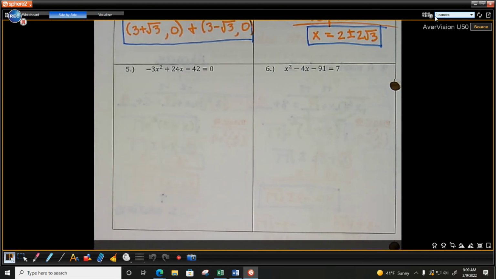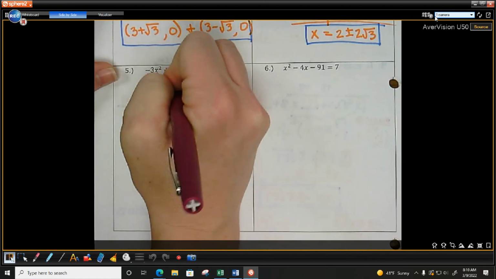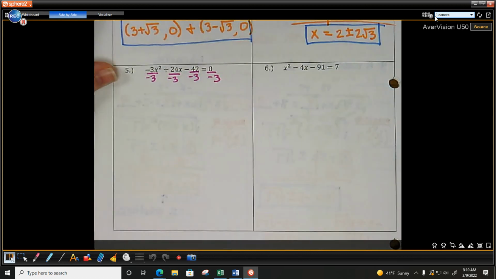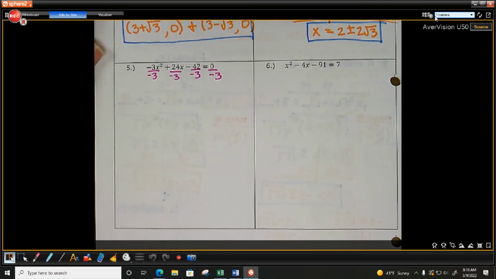Okay, this time, guys, does A equal 1? No, you have to have A being 1. So I'm going to divide out -3. To get rid of the A being -3, you divide out a -3, right, Dominic? If A is not 1, you divide out whatever A is. So -3 over -3 cancel, and I just have x squared.